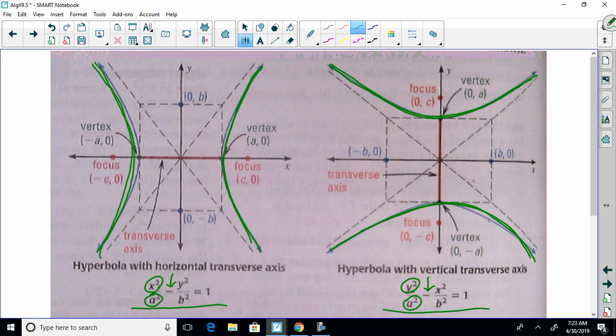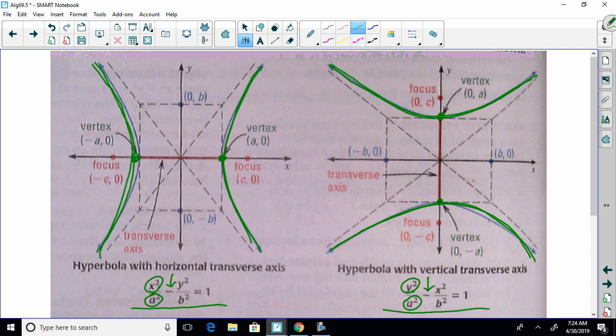Let's look at the diagrams here. You might recall that a parabola had one vertex. An ellipse had 4 vertices, 2 vertices, 2 co-vertices. Well, a hyperbola has 2 vertices. Vertex, vertex, vertex, vertex.